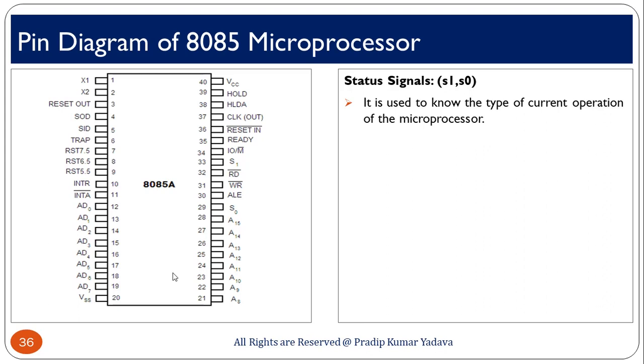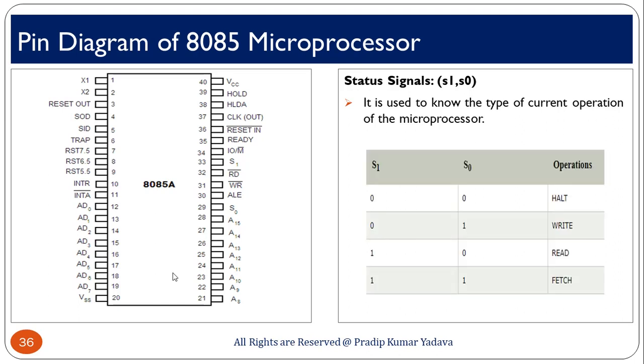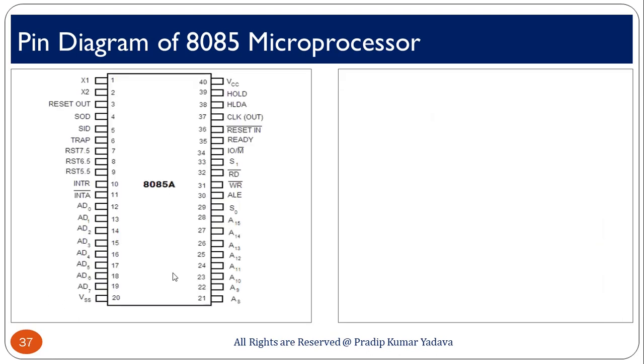Current operation means whether the microprocessor is fetching the data, reading the data, writing the data, or not performing any operation. By this signal we can find out. There are two pins, 33 and 29. By the combination of these pins we can find out which type of operation the microprocessor is performing. If both pins are 00, that is a halt, meaning there is no operation; 01 means a write operation is going on, 10 a read operation, and 11 a fetch operation.